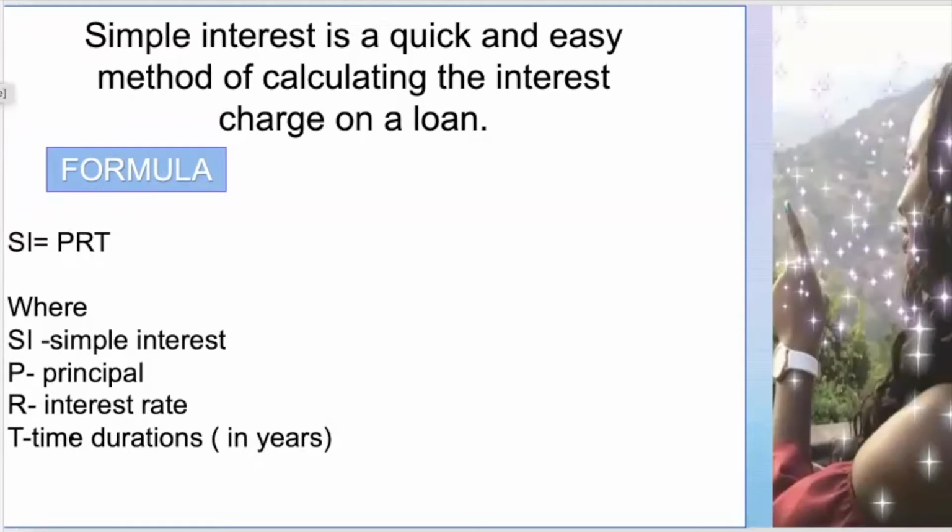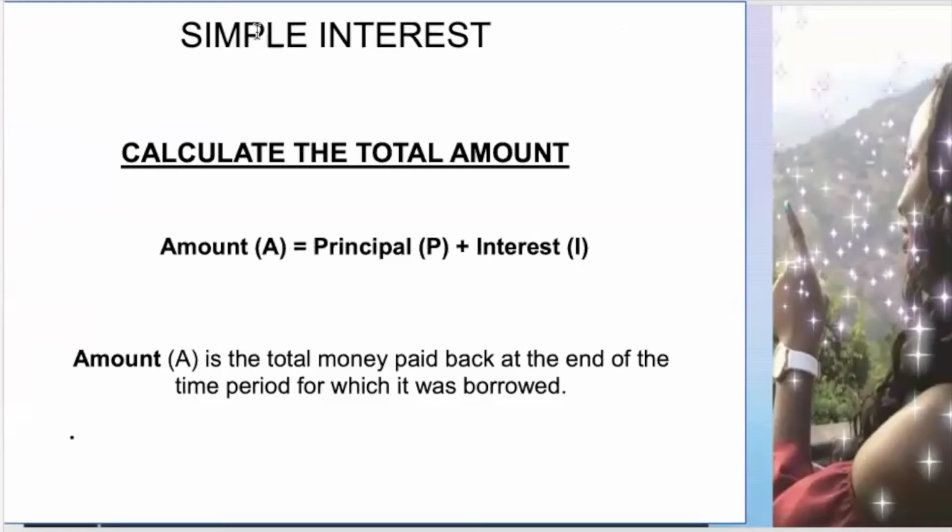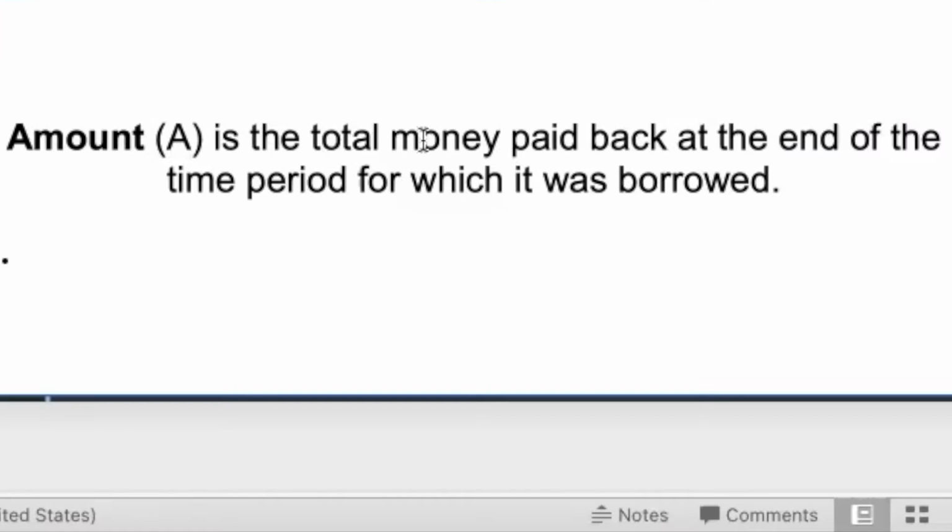Now, calculating the total amount is equal to the principal plus the interest, which is the simple interest, and the amount is the money that is paid back at the end of the time period for which it was borrowed.